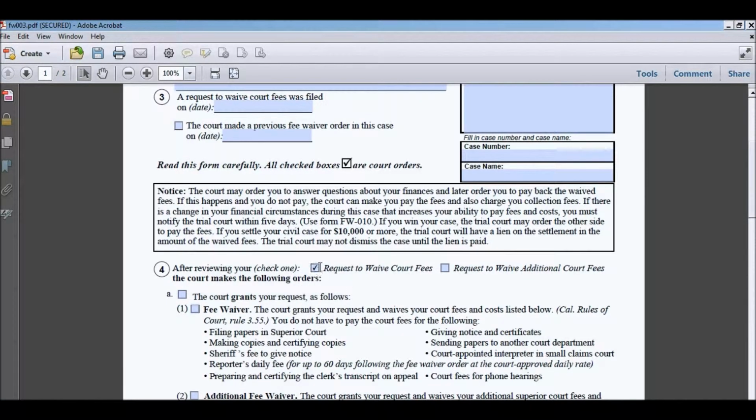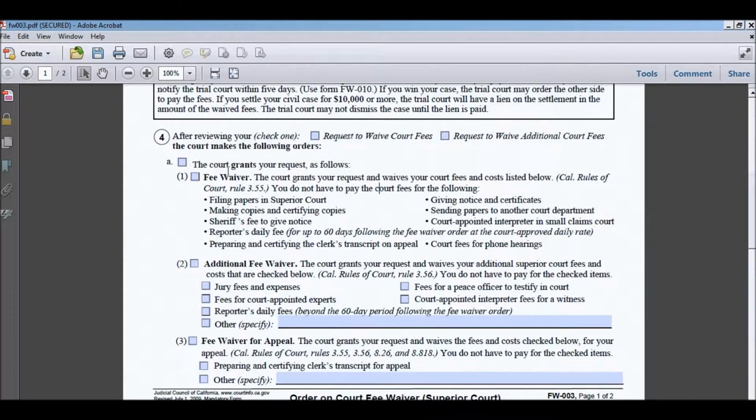So in this case, for example, if you're applying to have your court fees waived, they'll check this box. But if you're actually requesting to have additional court fees waived for some reason, they might check that one. So best thing to do is go ahead and leave all this stuff down here blank. But the outcome of your request to waive fees, there are a couple of different possibilities.